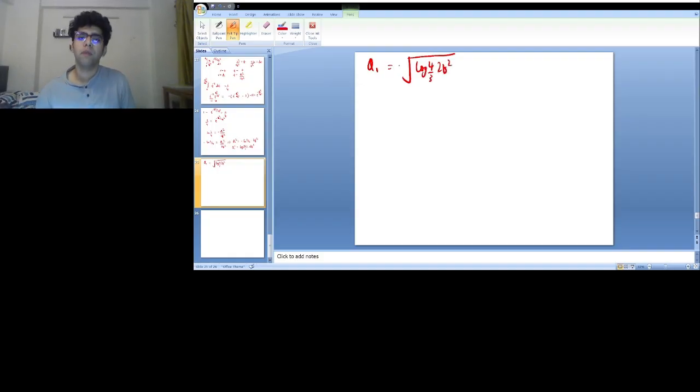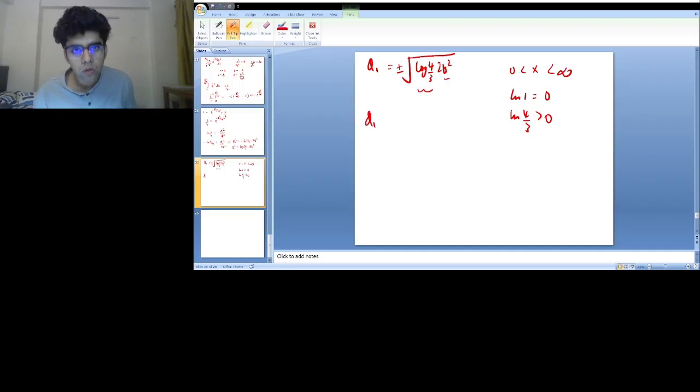Now I'm ignoring the plus minus, right? I would be having two cases here, but I'm ignoring the negative because my x lies between 0 to infinity, right? So my q1 will also be between 0 to infinity, and also we know that ln 1 is 0, and therefore ln 4 by 3 will be greater than 0, right? So this is positive, and b square is also positive and 2 is also positive. So this whole term is positive, so I'll be ignoring the negative here.